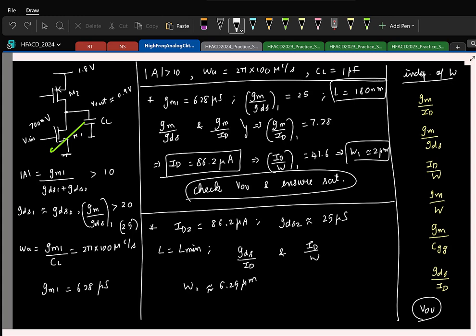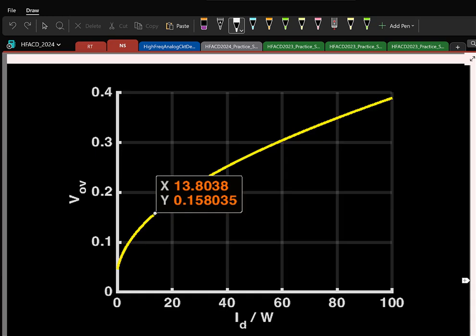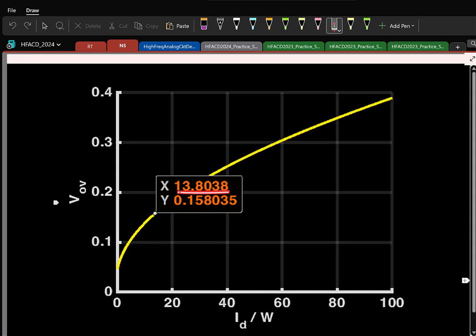And again, you should not stop there because you once again have to make sure that the gate voltage is sufficiently good enough so that that transistor is in saturation. So check for the overdrive voltage and ensure it is in saturation. So here also I did that. I plotted the current density versus the overdrive voltage. I found the current density for the PMOS in this plot, around 13.8. So for 13.8 amperes per meter of current density, the overdrive voltage is around 160 millivolts.